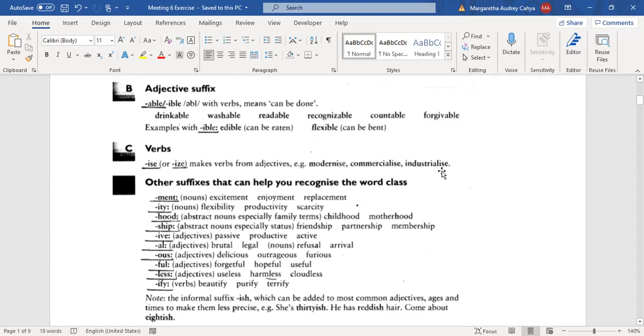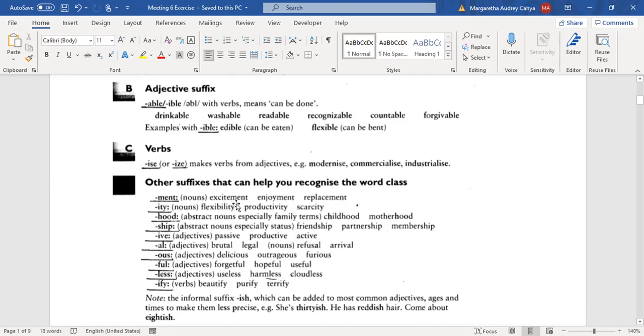Verbs: modernize, commercialize, industrialize. Okay, another noun: -th is also a noun suffix; -hood, abstract noun. We have adjectives. -ify: beautify, purify, terrify, verbs. Oh, so most of the suffixes are going to change the word.